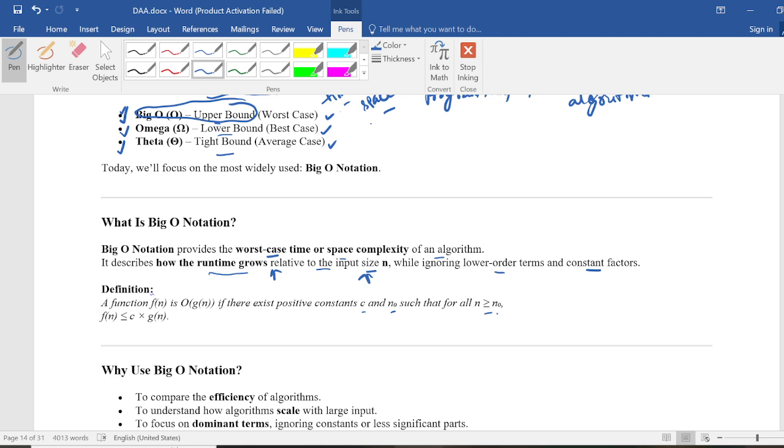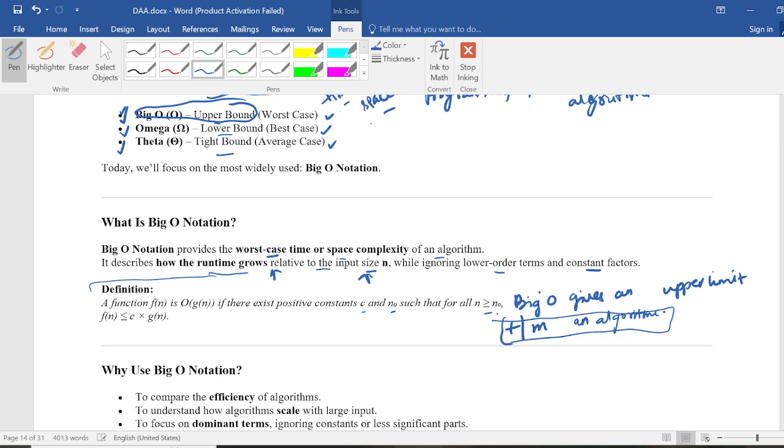In simple terms, this definition tells us that big O gives an upper limit on how much time or memory an algorithm might take. Big O notation makes the estimation of the time or memory an algorithm takes.